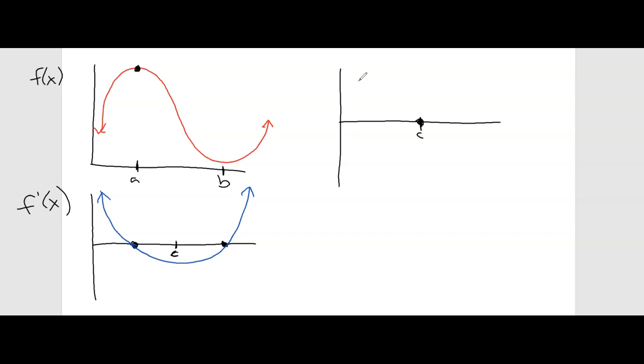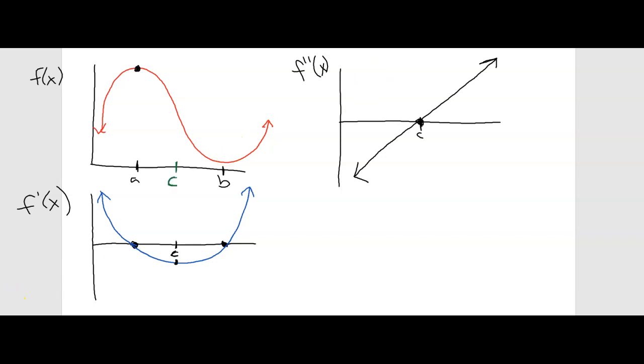And before C, well, the derivative is decreasing. So our f double prime function should be negative, right? If our derivative is decreasing, our second derivative should be negative. And then after C, our derivative is increasing, so our second derivative should be positive. So we're just going to have a graph that looks like this. It's going to be a linear graph.